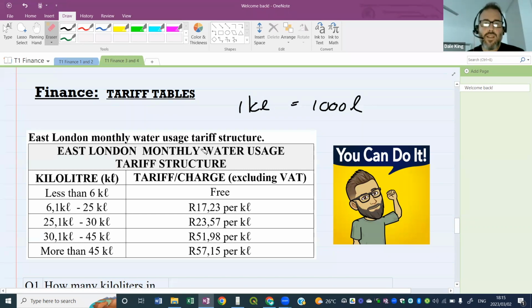And this is a monthly water usage table. So you get charged every month. So you'll be surprised about how much water actually gets used in 1 month. Okay, so in the left-hand column, we've got kiloliters, and this is how much water you use.